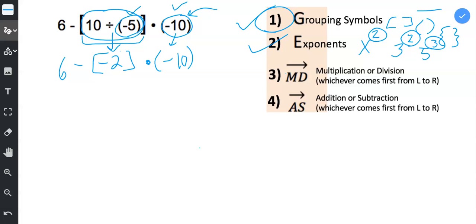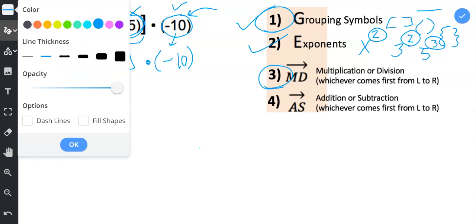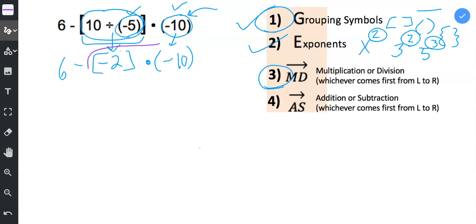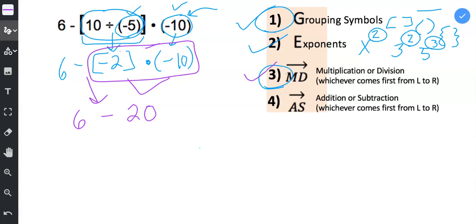So next we have to deal with the multiplication. We have to do the multiplication and division before we move on to addition and subtraction. So we need to look at this multiplication over here. That's the next step. -2 times -10 gives me a positive 20. Like signs give you a positive. I bring down the subtraction symbol, I bring down the 6. So I'm finished with the multiplication and division, and I'm ready to move on to addition and subtraction.